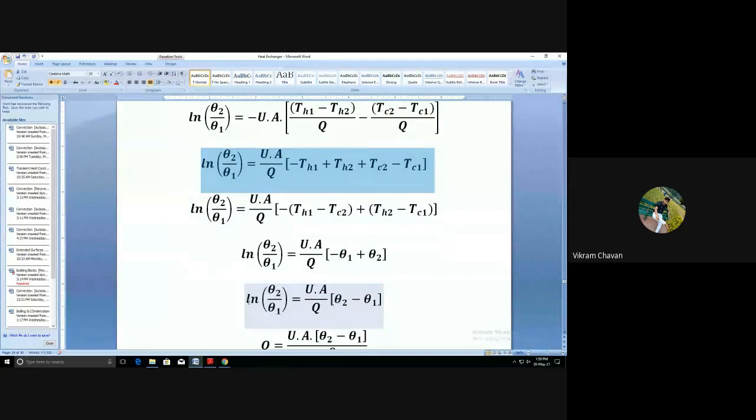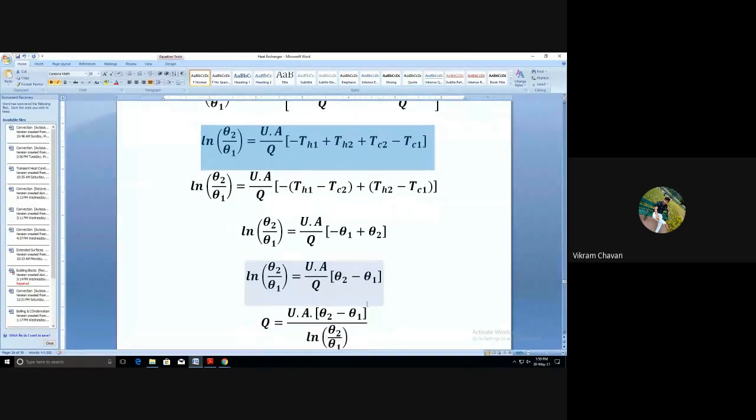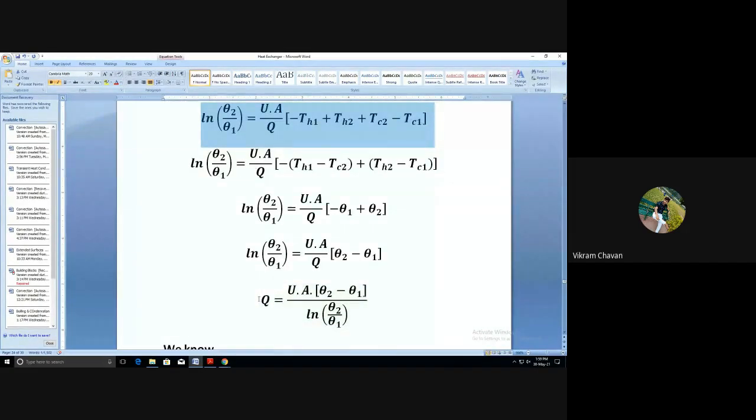So you'll get the equation ln of theta2 divided by theta1 is equal to u multiplied by a divided by q, inside the bracket theta2 minus theta1. Similarly, you know that q is equal to u multiplied by a multiplied by theta m. So we are converting this equation in the form of q. We will take q on this side and the ln logarithmic term on this side, so that we get the equation q is equal to u multiplied by a multiplied by theta2 minus theta1 whole divided by ln of theta2 divided by theta1.